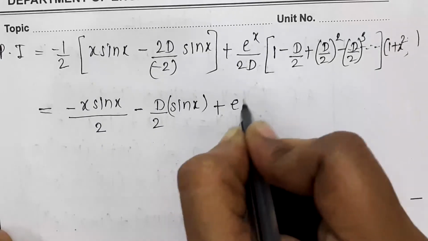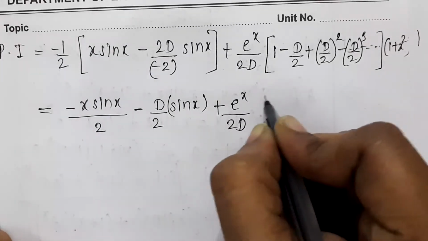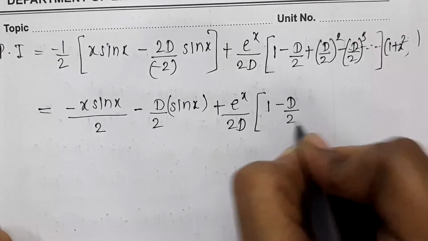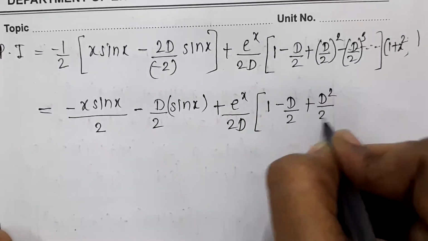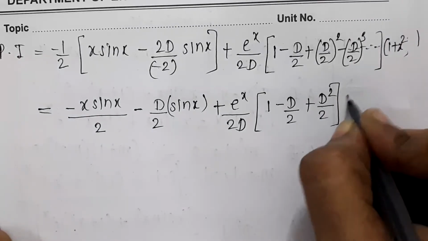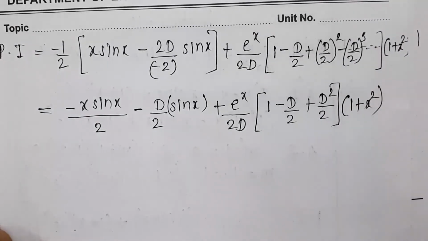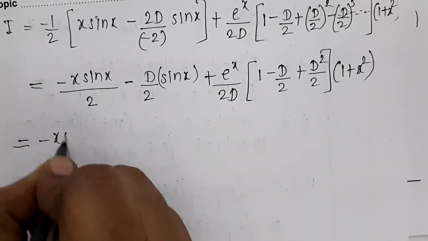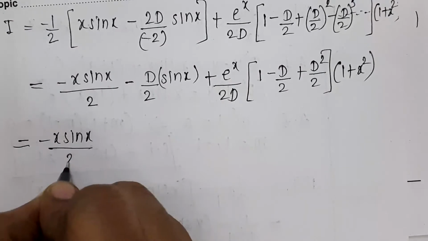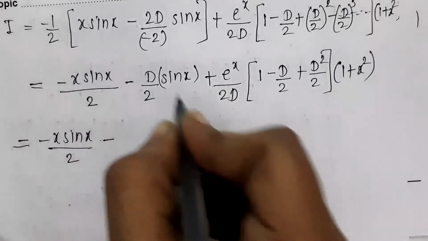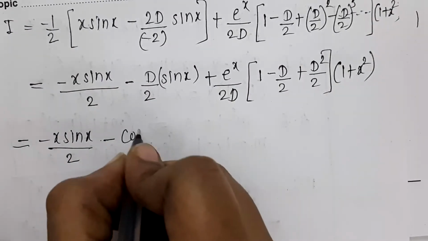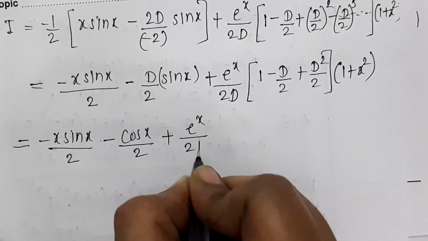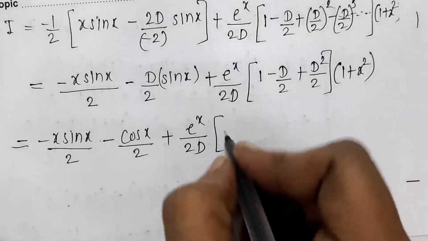Plus e to the power x upon 2D as it is, 1 minus D by 2 we want, plus D square by 2 we want. Remaining terms we neglect, multiplied by 1 plus x square. So it is equal to minus of x sin x divided by 2 minus of derivative of sin x. Derivative of sin x is cos x divided by 2, plus e to the power x upon 2D. Multiply this bracket by 1 plus x square.